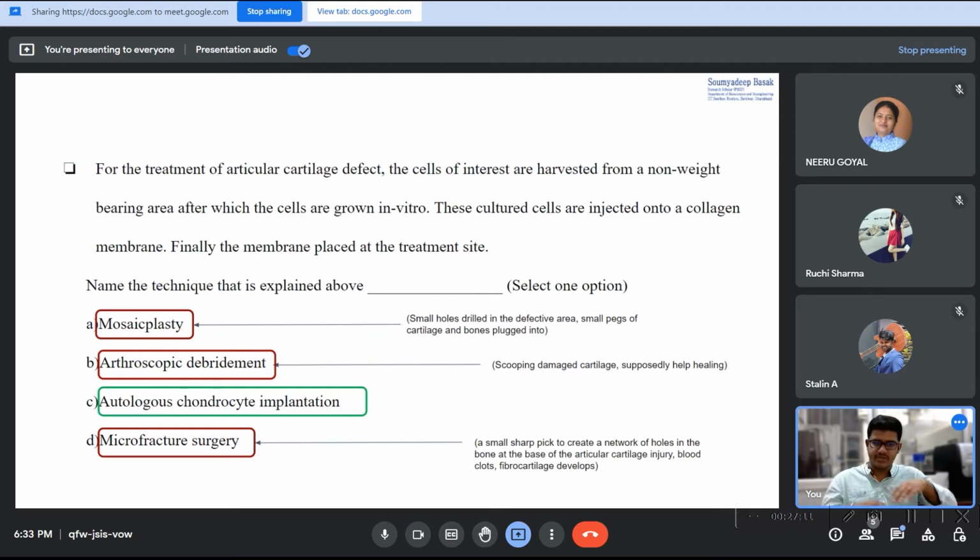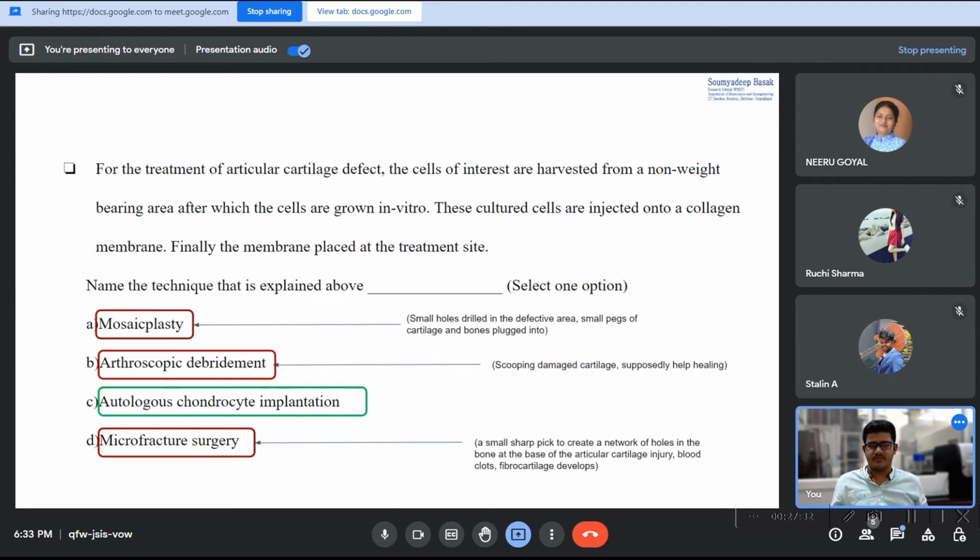Mosaics, we have mosaic floors, right? There are different colors of mosaics that are created. So here you remember there are various holes that are created and plugs are inserted. You can remember it as a mosaic of holes and you are plugging it with your bone and cartilage implants. Right? So this is mosaicplasty.